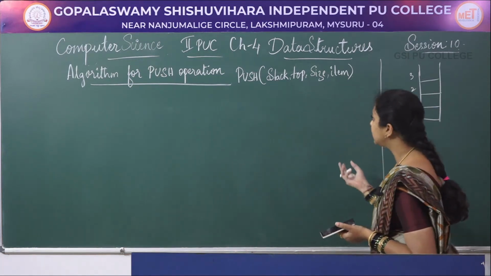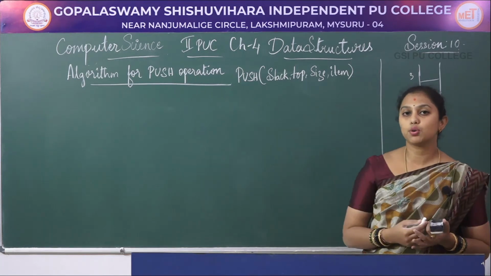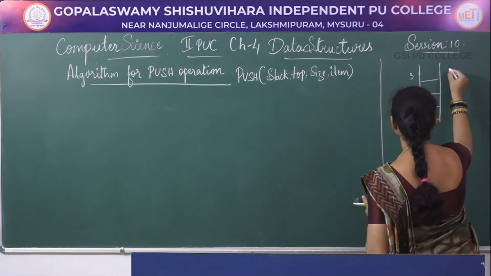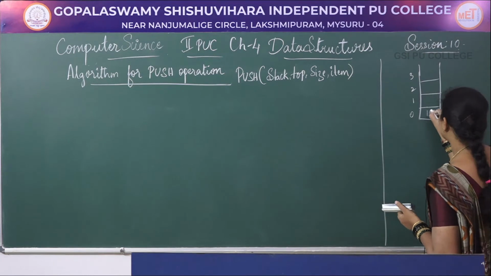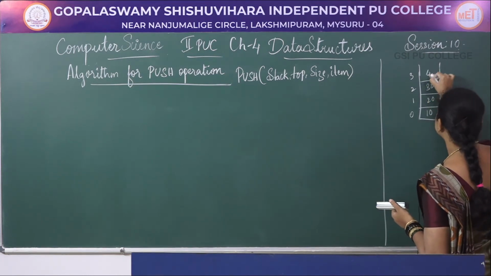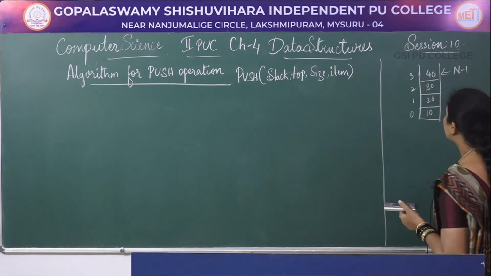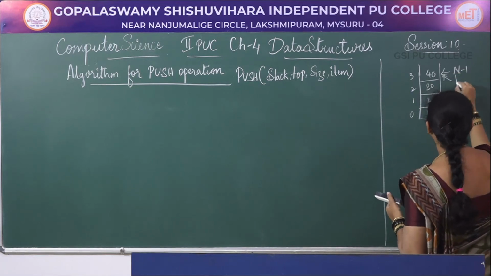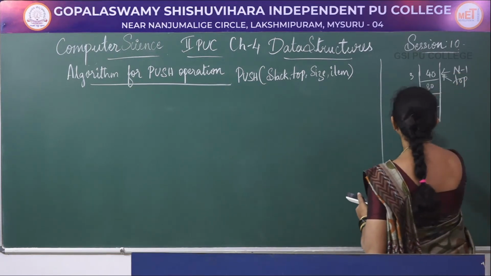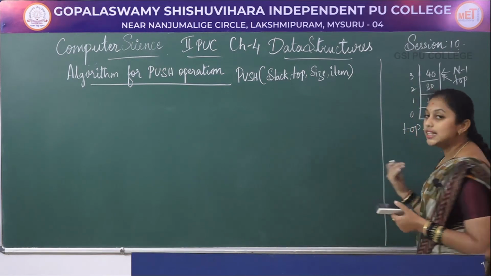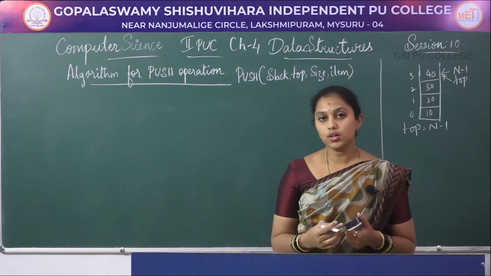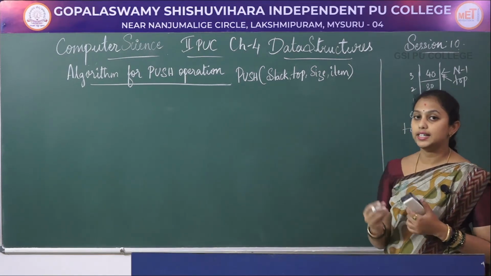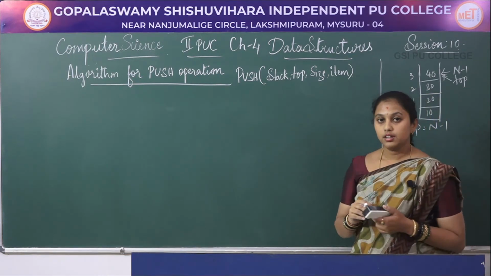So, while pushing an item, we are checking for overflow state. That is, if top is equal to n minus 1. For example, if the stack contains 10, 20, 30 and 40, this is the n minus 1 position. So, this is the top of the stack, right? If the top is n minus 1, then it is in overflow state. In this condition, we cannot insert an item into the stack, right?